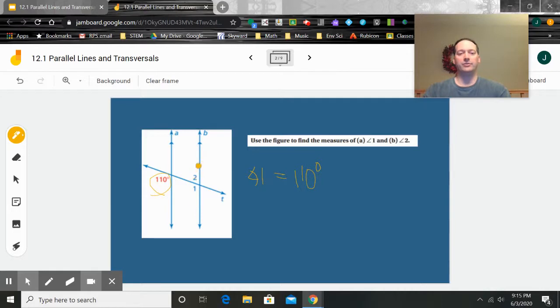Well, what do we know about angle 2? Angle 1 plus angle 2 form a straight angle. And we know a straight angle is equal to 180 degrees. And we also know that when two angles add up to 180, we call them supplementary. So angle 2 plus 110 has to be 180. So we remove 110 from both sides. Angle 2 is 70 degrees. Helps if I write a 2 in that, doesn't it?